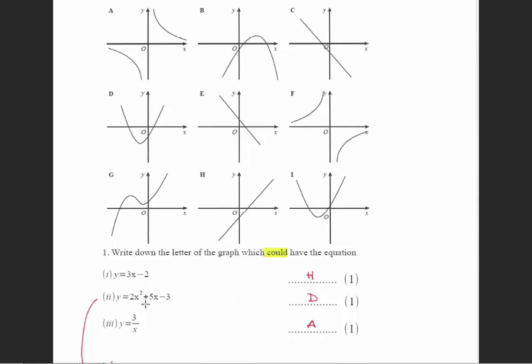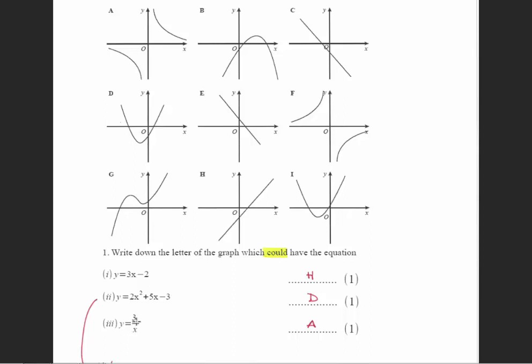Well, if I look here, I can see that if x was nothing, x was 0, that would be 2 lots of nothing squared and 5 lots of nothing, which is nothing, minus 3. So when x is 0, that would be 0 and that would be 0, and so y would just be minus 3. So I need the curve to be negative when x is 0. It must be this one here. Here, it's positive, just above the x-axis. Here, it's below the x-axis. So it must be this one here. So this is D.